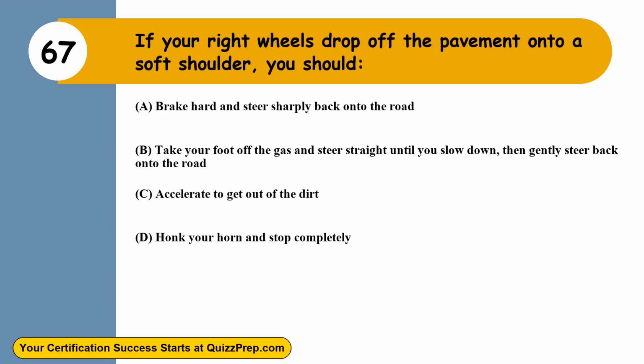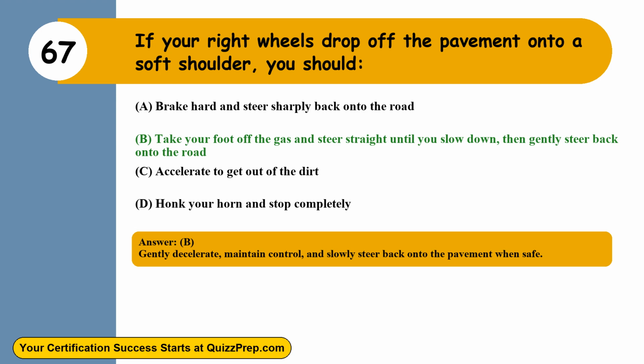Question 67. If your right wheels drop off the pavement onto a soft shoulder, you should: Option A. Brake hard and steer sharply back onto the road. Option B. Take your foot off the gas and steer straight until you slow down, then gently steer back onto the road. Option C. Accelerate to get out of the dirt. Option D. Honk your horn and stop completely. The correct answer is option B. Take your foot off the gas and steer straight until you slow down, then gently steer back onto the road. Gently decelerate, maintain control, and slowly steer back onto the pavement when safe.